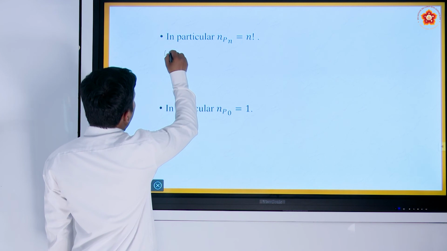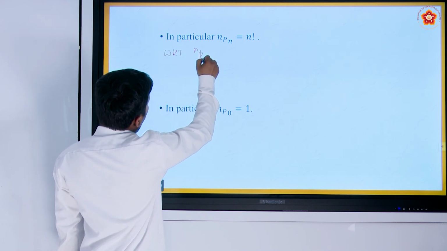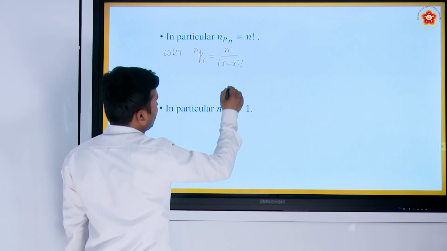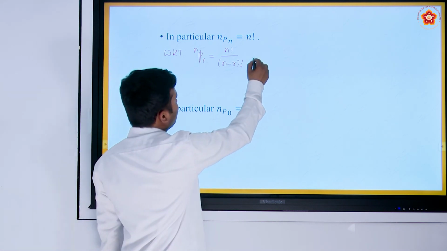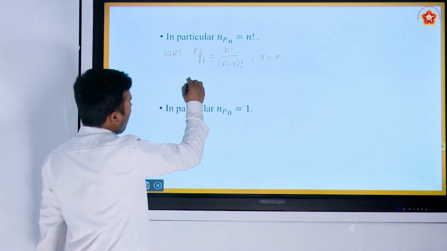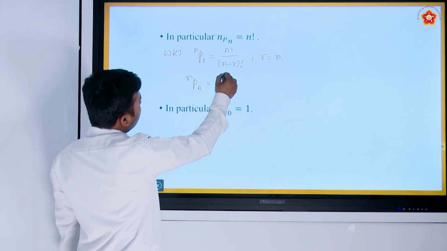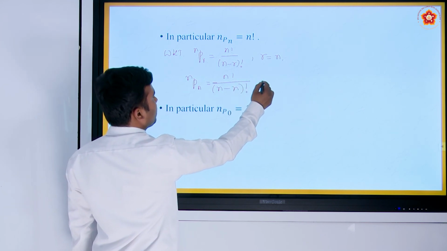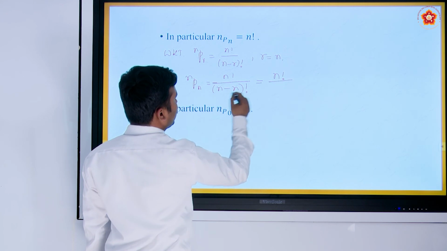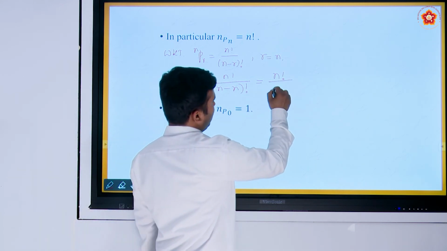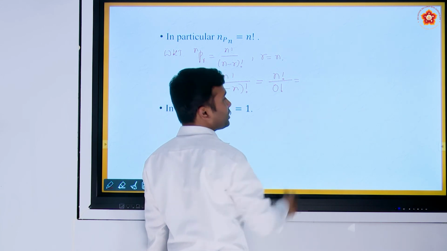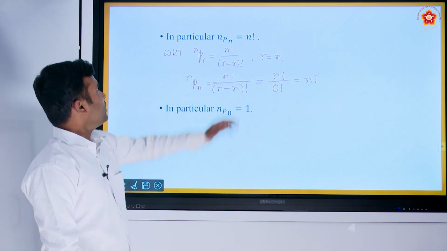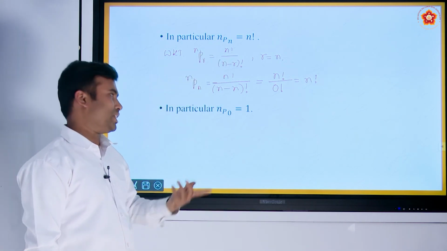So, now here we know that nPr is equal to n factorial divided by n minus r factorial. Here r is equal to n. So, if I take r equal to n, then nPn is equal to n factorial divided by n minus n, which is 0 factorial. As you know, 0 factorial is equal to 1. So, you are left with n factorial. Hence, we can say nPn is equal to n factorial.